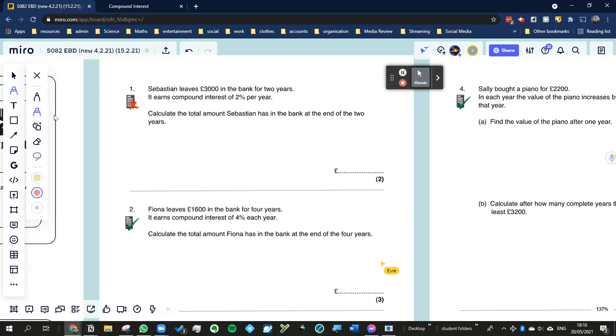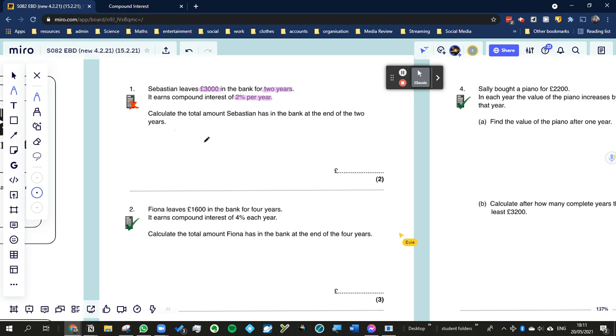Sebastian leaves £3,000 in the bank for 2 years, and it earns compound interest of 2% per year. What does compound interest mean? It means that after the first year, you've gained 2% interest on whatever amount it was, and then on the second year you gain another 2% on the new amount, right?